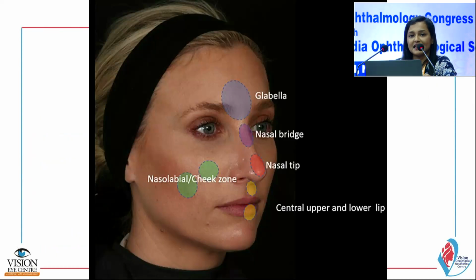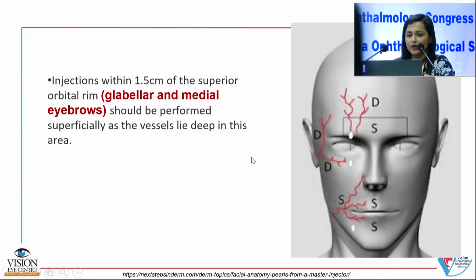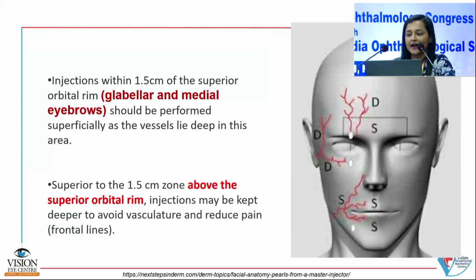Now, these are the areas which are prone to these embolic phenomena, because of these arteries converging. So in this glabellar region, we try as far as possible not to go in with fillers. And whenever people are injecting fillers in the nasal bridge and nasal tip, they have to be very careful not to cause necrosis. For injections within 1.5 centimeters of the superior orbital rim, you would have superficial injections, because the vessels lie deep in this area. And above that, you would have deeper injections to avoid the vasculature issues and reduce pain.